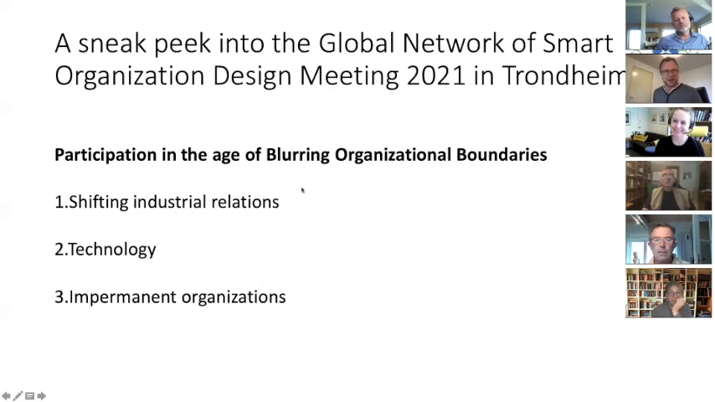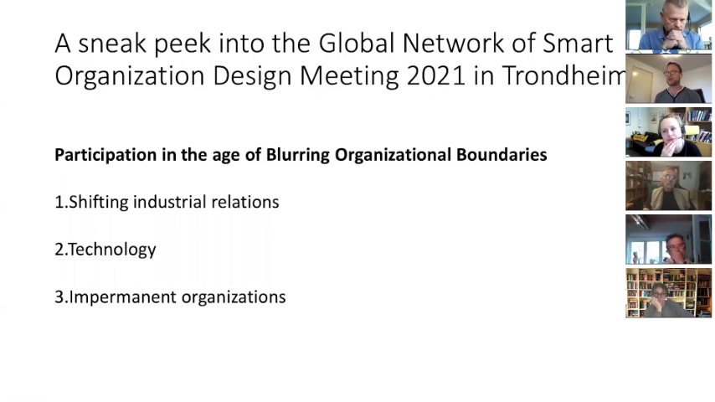Okay. Just a little sneak peek into what this actually means for the conference next year. You may or may not remember that the theme we had chosen was participation in the age of blurring organizational boundaries. Initially, we chose 3 main topics for the conference. We wanted to say something about shifting industrial relations and the flexibilization of the workforce, for example. Something about technology, and also a little bit about the danger of technological determinism in the age of digitalization and the Zuboff literature, for example. And we wanted to address the idea of the impermanent organization and the more project-type temporary organizations that are popping up all over the place.